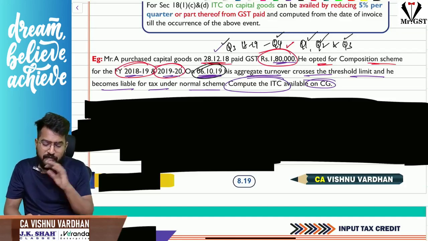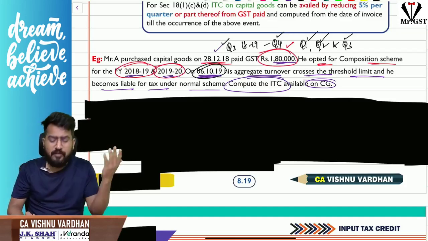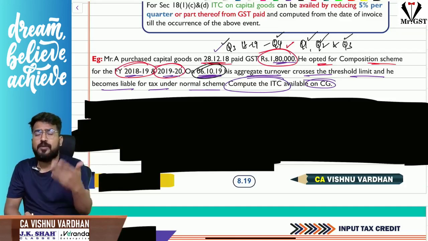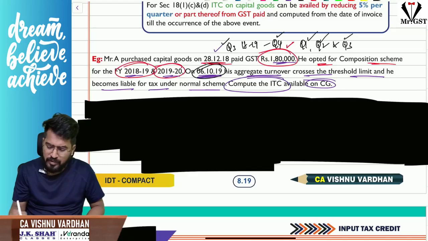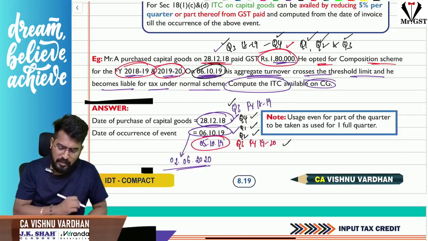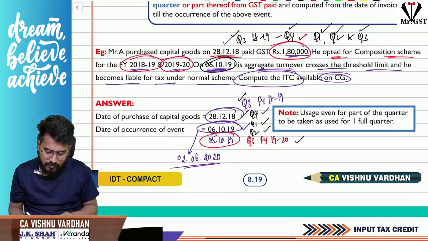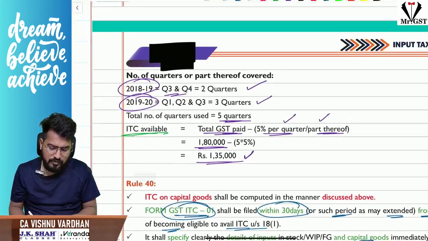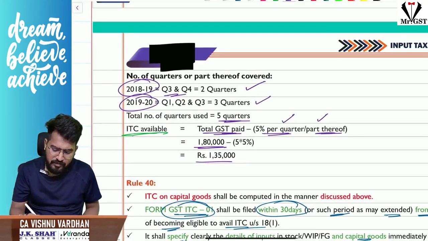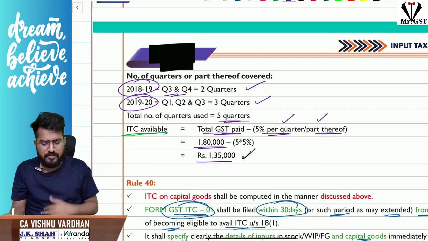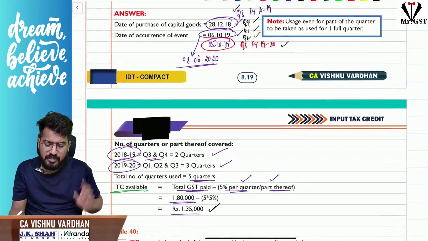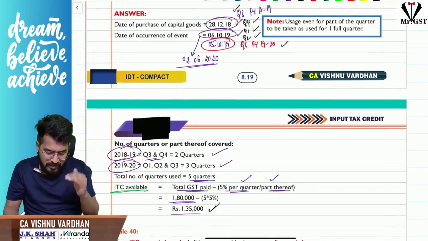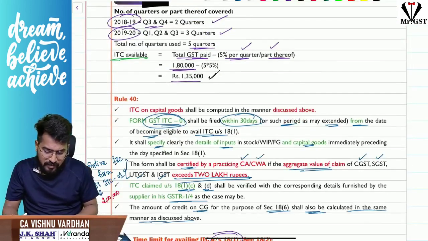So now 5 quarters you have used. So total GST paid 1,80,000 minus 5 quarters into 5%, that is 25%. If you remove that, then that much amount you can take as ITC. That is the answer. If you see, 1,80,000 minus 25%, 1,35,000 will be the ITC. Are you able to understand? Okay, so that's all. That is how you calculate. Hope it is clear for you.